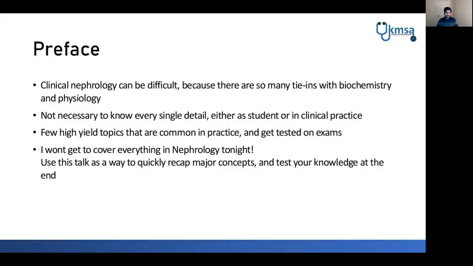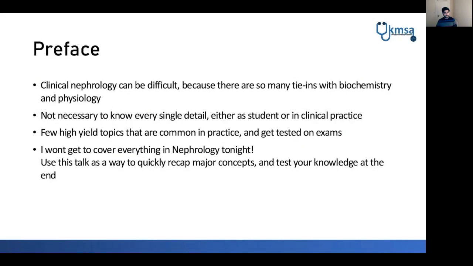I think everyone realizes that clinical nephrology can be quite difficult, and the reason I think everyone, including myself, finds it so difficult is that there's a lot of tie into your basic sciences, your biochem, your pharmacology, your physiology. But clinically speaking, day to day, it's not so important to know every single detail. It's not always so important to know the mechanism of why something happened. Usually it's enough to know that it does happen, for example, the side effect of a medication we prescribe.